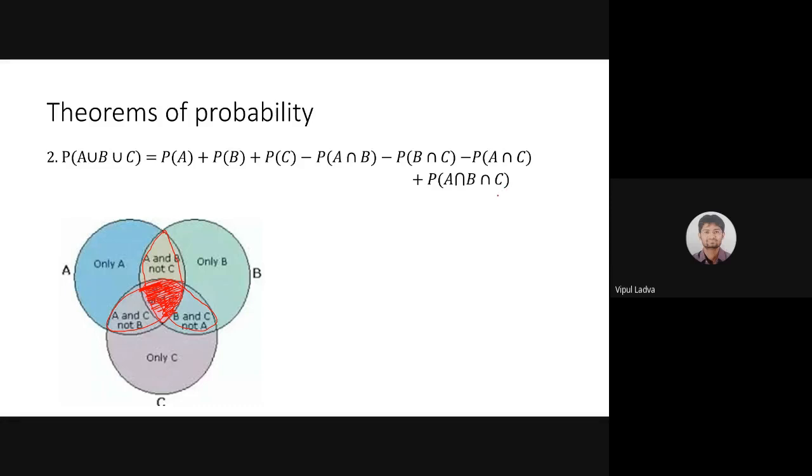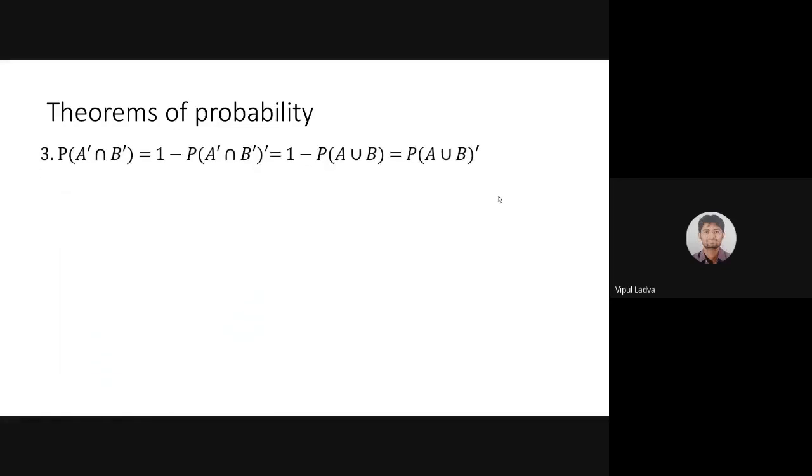So this is the second formula which we will need for the examples. Then let me take you to one of the De Morgan's rules. In earlier set theory, we had De Morgan's rules like that. We had two rules.